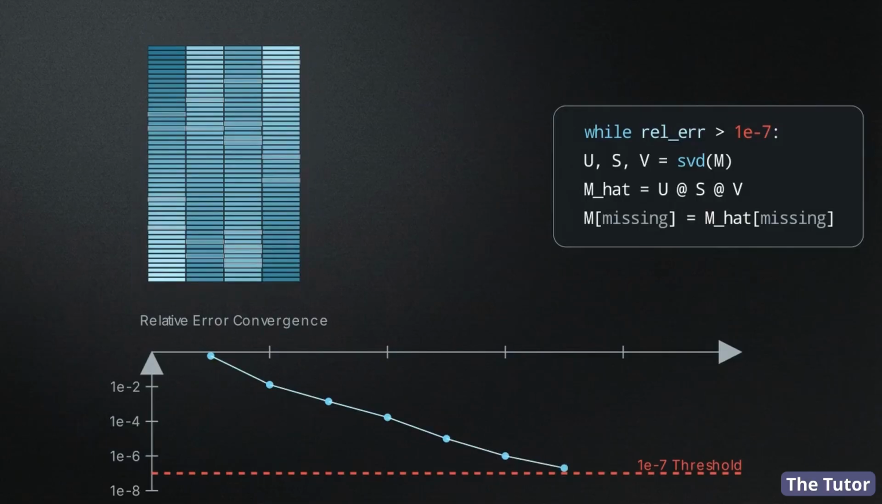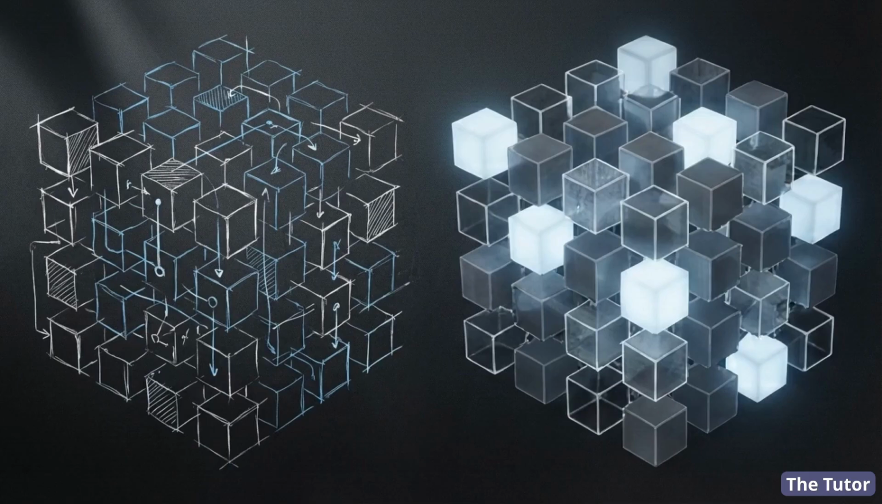The algorithm measures its own progress. It tracks the relative error between iterations and continues cycling until that error falls below a strict mathematical threshold. Missing data imputation relies on the low-rank architecture of the surrounding data. It converts a fragmented grid into a coherent structural model.